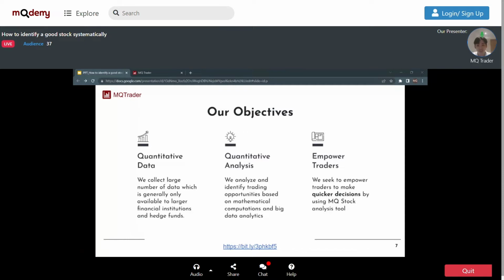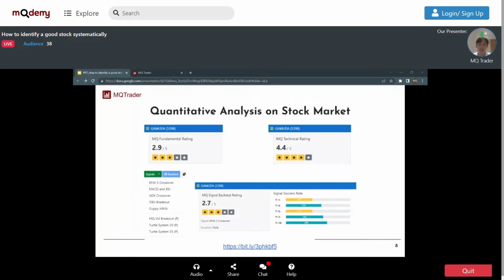We are a group of traders that uses quantitative methods to do stock analysis, and therefore we developed our own MQTRADER stock analysis tool, as we bring some stock features that are normally only available to large financial institutions to our MQ members. Our objective is to empower our traders to make quicker decisions with greater confidence during stock trading.